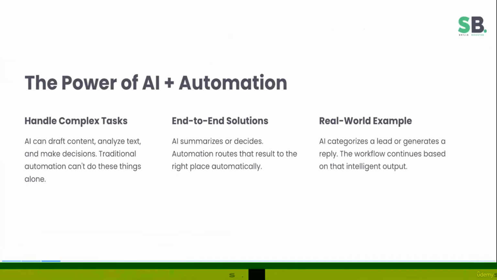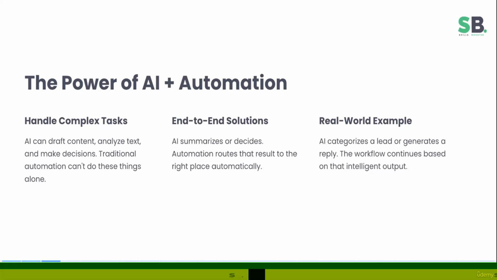If we talk about the power of AI and automation, you can handle complex tasks, end-to-end solutions, and real-world examples. AI can draft content, analyze text, and make decisions. Traditional automation can't do these things alone. AI summarizes or decides the automation route that results in the right place automatically.